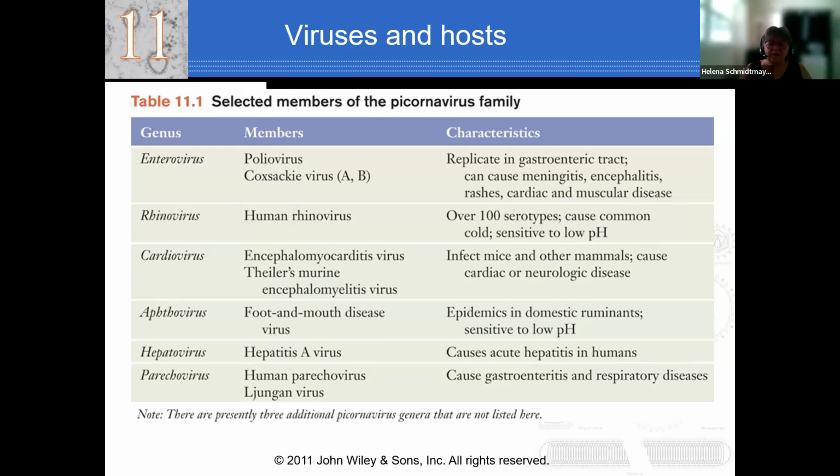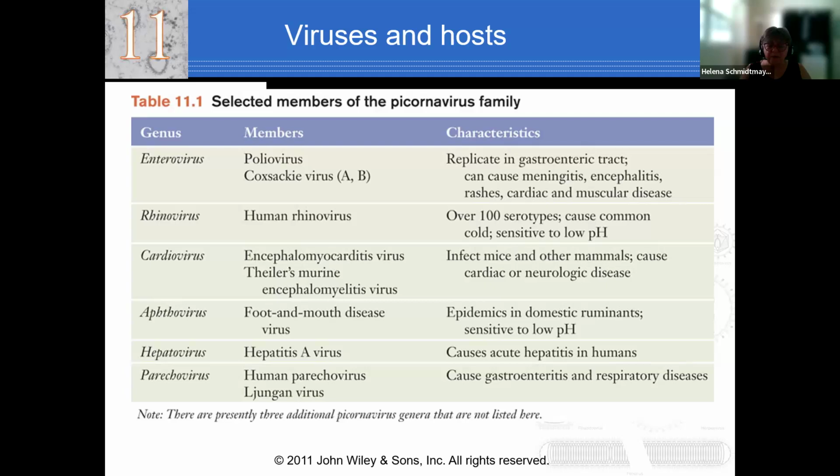Rhinovirus is a human rhinovirus. It's not just one virus. There are over 100 different serotypes of rhinoviruses, and they cause all common colds. Now, because of this huge variety of different serotypes, it is almost impossible to make a vaccine against the common cold. Cardioviruses mostly infect mice and mammals. They can cause cardiac and neurological diseases.